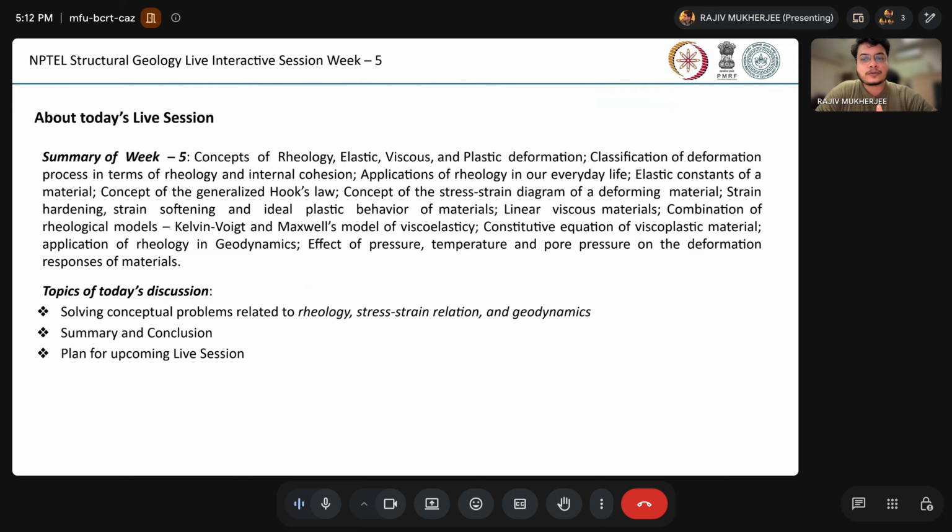So today's goal is actually to solve conceptual problems related to rheology, stress and strain of materials, and some touches to geodynamics. Talking about stresses that are acting inside the earth, and what the values are, and what is the strain rate of geodynamic processes, how they are being operated, and things like that. And finally, we will summarize and conclude today's live session with solving these numerical problems. Okay, so that being said, let us start today's discussion session with the numerical questions.